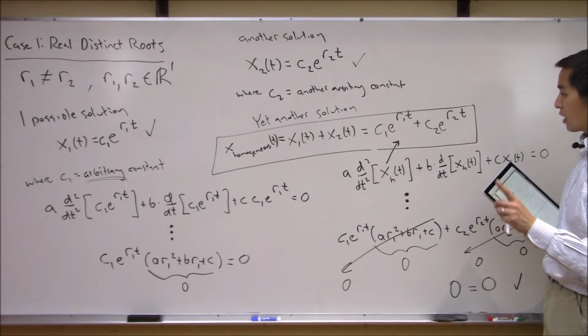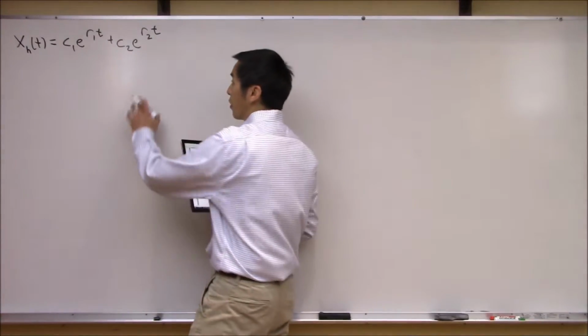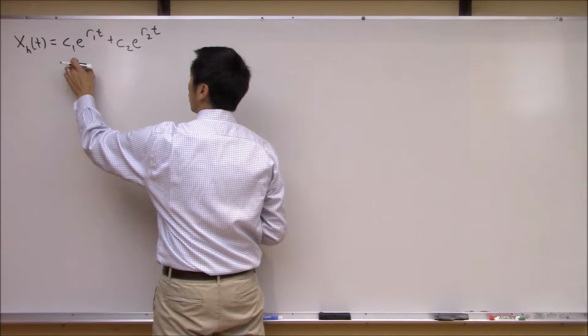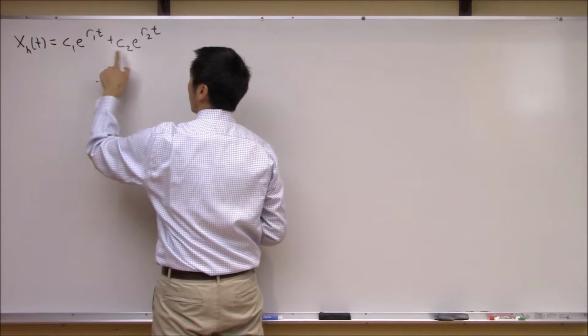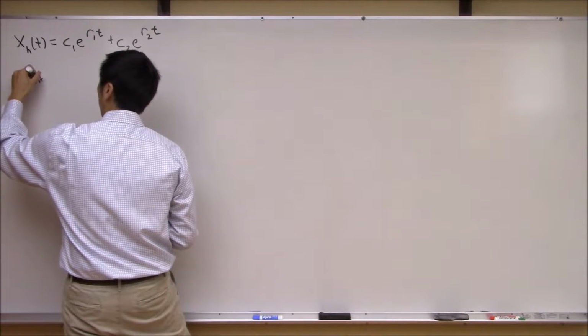So tell you what, give me a second to pause the camera, erase the board, and we'll be back in just a second. All right, so here we go. We've got our homogeneous solution. We just now need to solve for what are C1 and C2 in order to satisfy the original initial conditions.